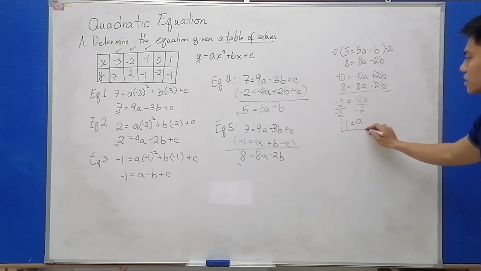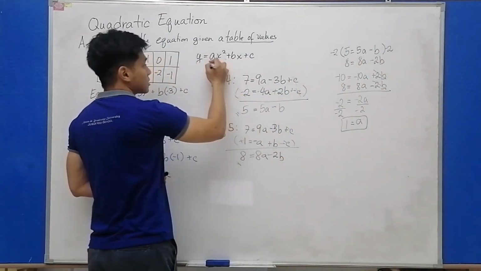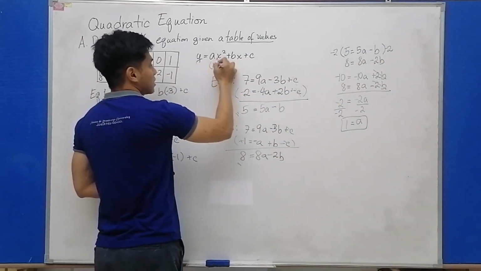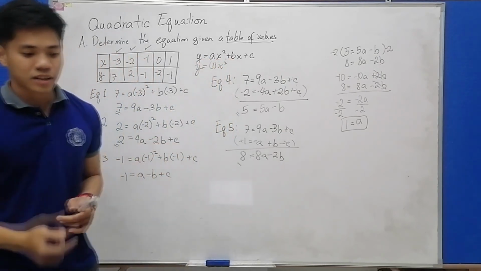So this is our first term that we can substitute here. A is going to be 1 x squared in our equation.